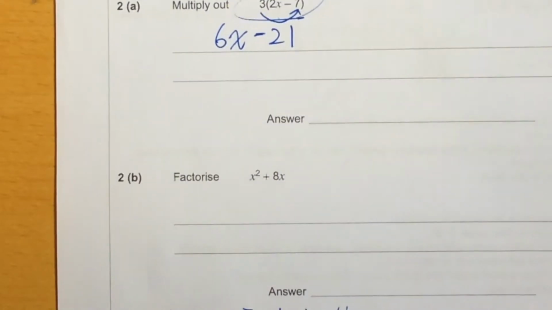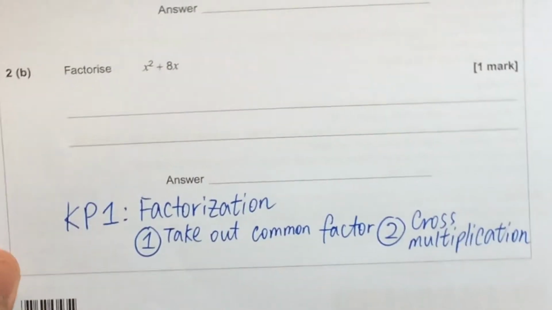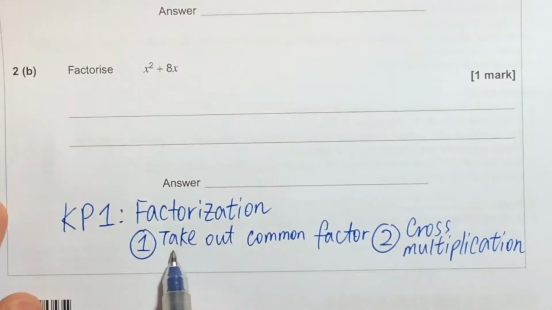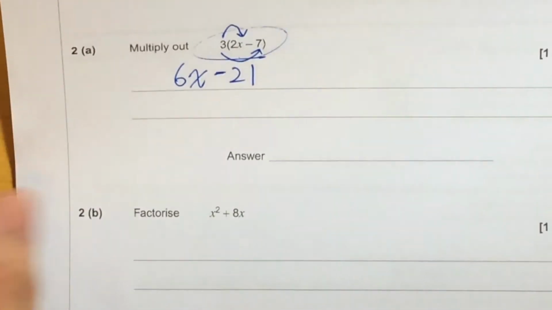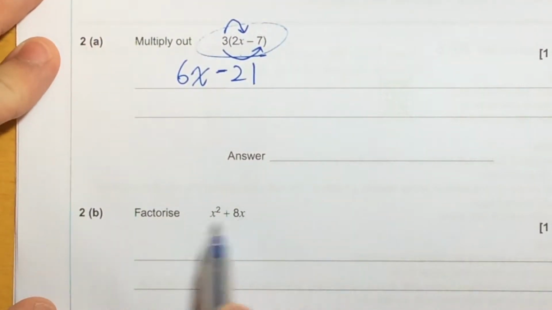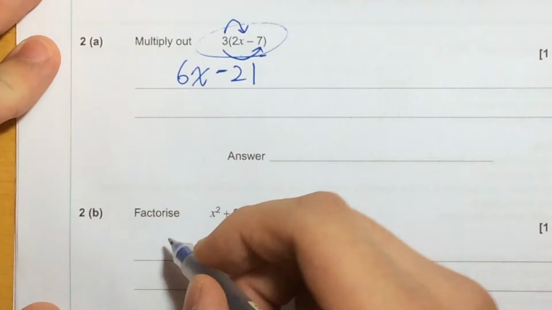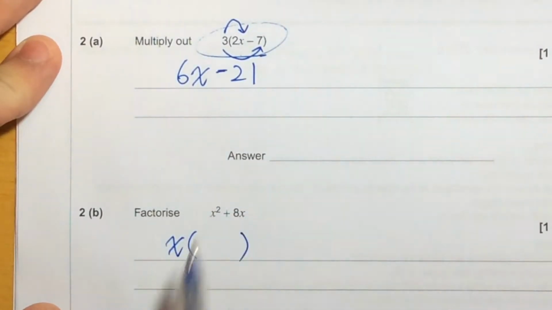And now for 2b, they want you to factorize this. There are 2 things you should remember when you're doing any type of factorization, no matter if it's the second question or the 15th question. First of all, always remember to take out the common factor. Looking at 2b, obviously there's something in common between these 2 terms, which is the x. So we can take out the x like this, and then use a bracket.